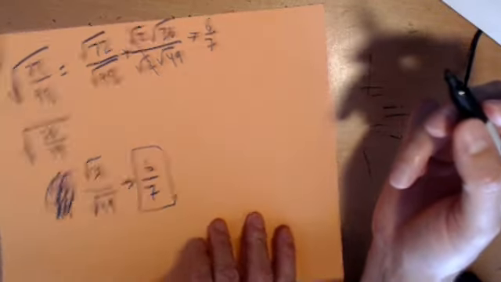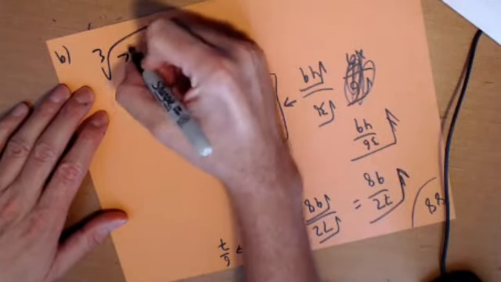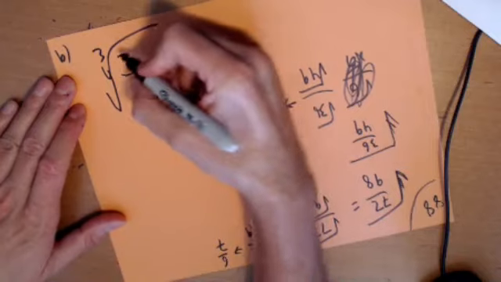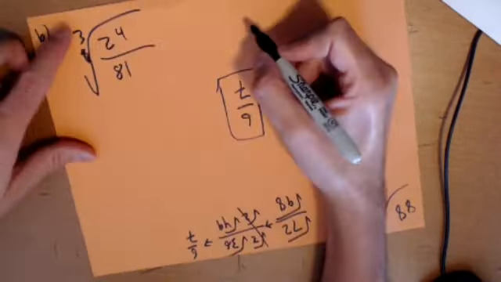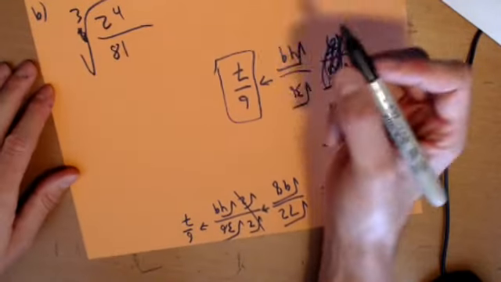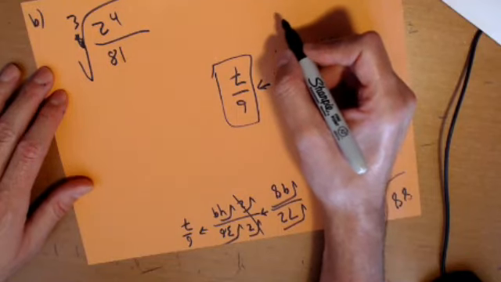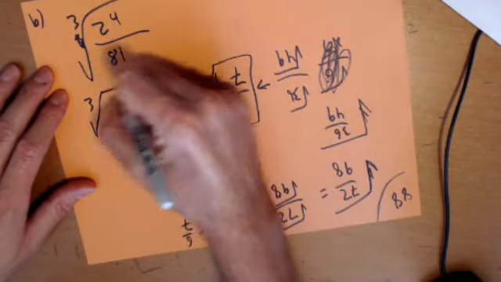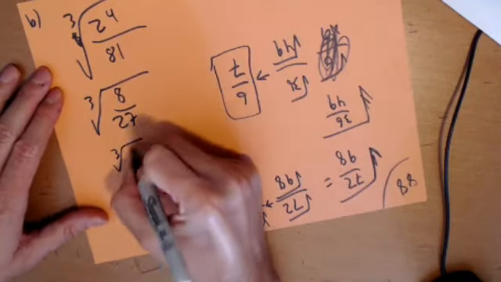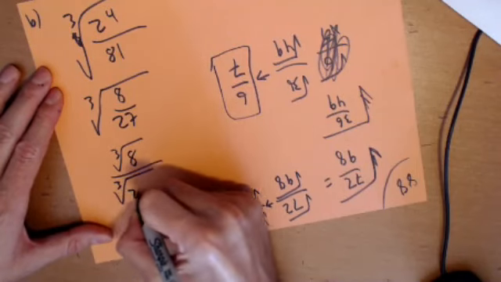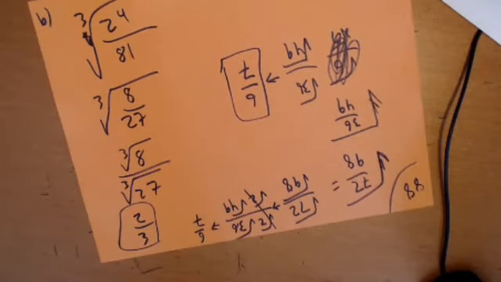Okay, that was part A. Let's try part B. Cube root of 24 over 81, a big cube root. Does it reduce by 3? What goes into both? 3 probably goes into both. 3 goes into there 8 times, 3 goes into there 27 times. So that's the cube root of 8 over the cube root of 27. Cube root of 8 is 2, cube root of 27 is 3. Aha.